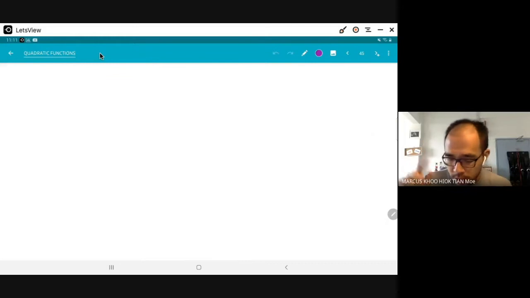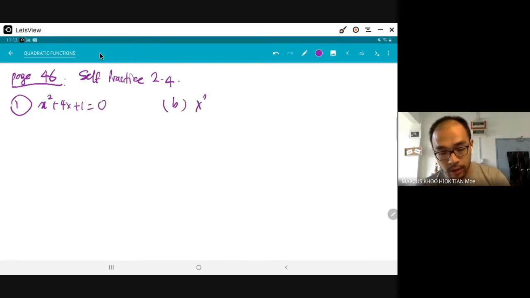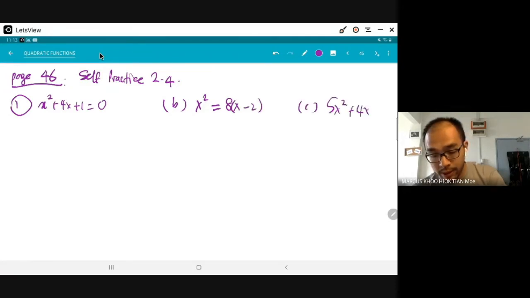So please open your textbooks now to page 46. I want you to take a look at this self-practice 2.4. So the question is, find the discriminant and determine the types of roots. Question A is x squared plus 4x plus 1 equals 0. Question B is x squared equals 8x minus 2. Let's settle these three first. C is 5x squared plus 4x plus 6 equals 0.